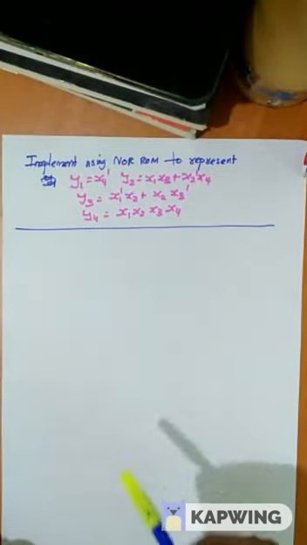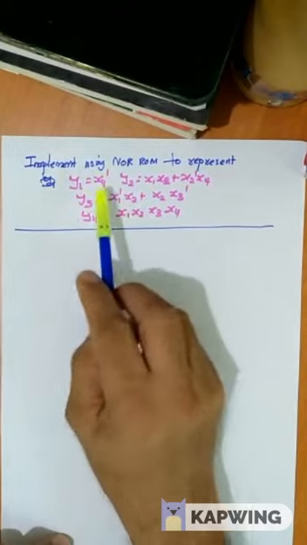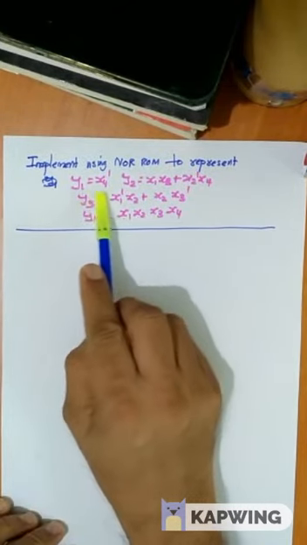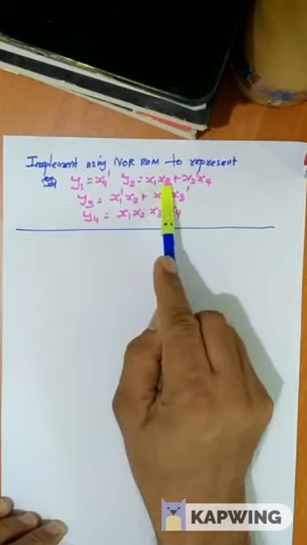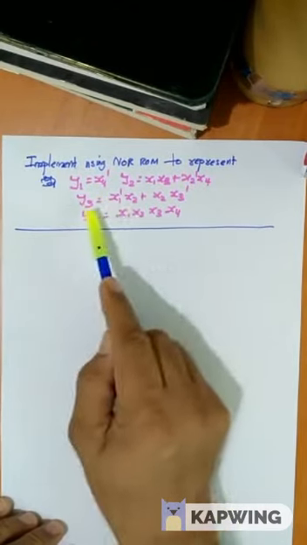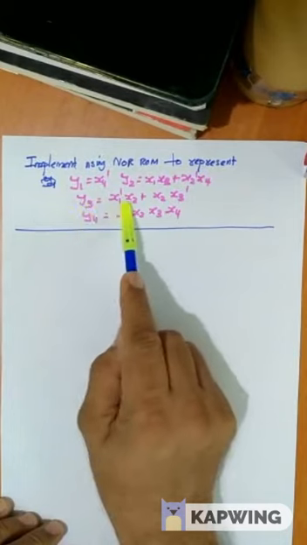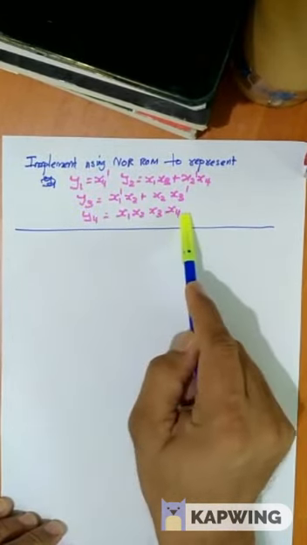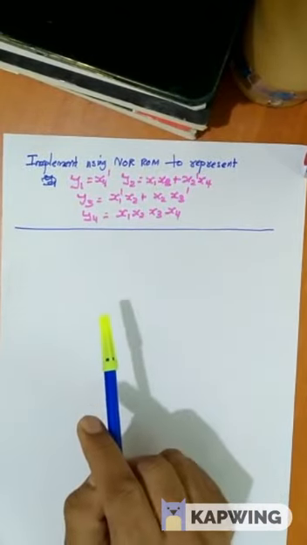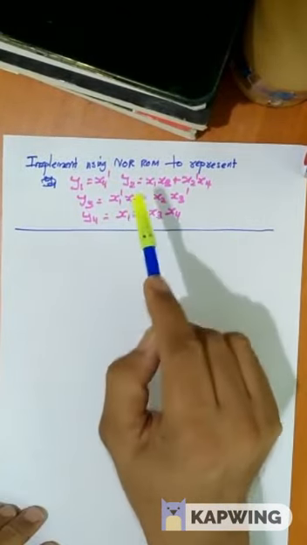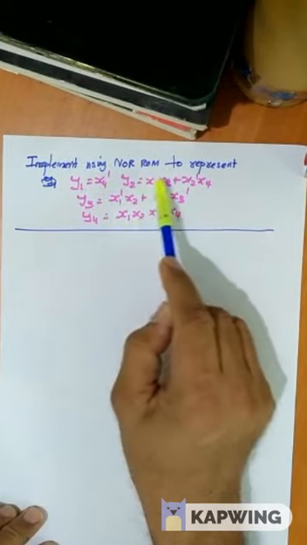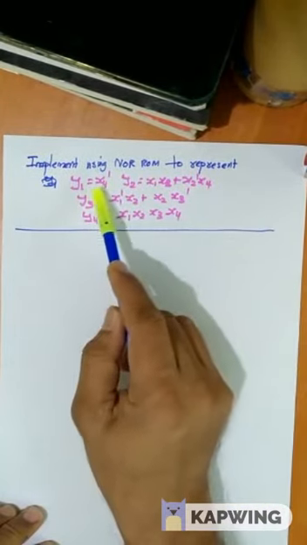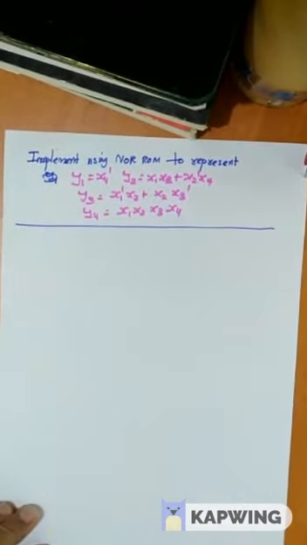So today we discuss implementing, using NOR ROM, to represent this function. y1 equals x4 dash, y2 equals x1 x3 plus x2 dash x4, y3 equals x1 dash x2, x2 x3 dash, y4 equals x1 x2 x3 x4. So we need to implement the circuit using NOR ROM to represent the following conditions y1, y2, y3 and y4.